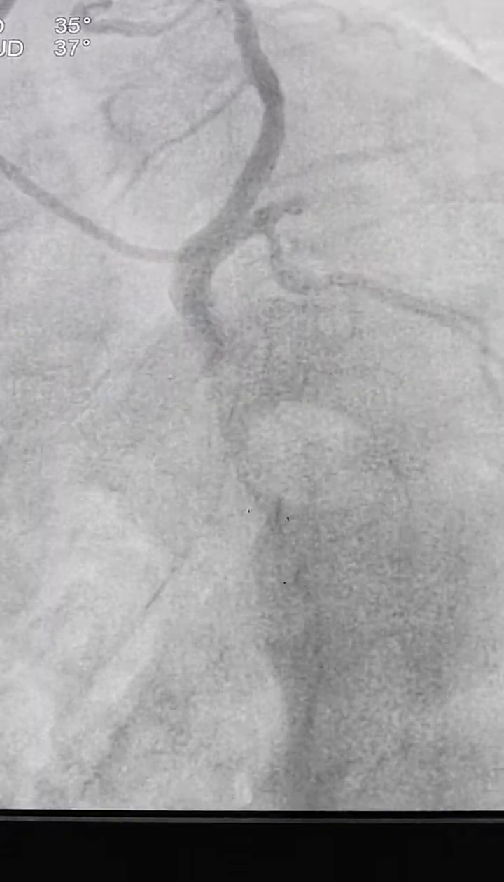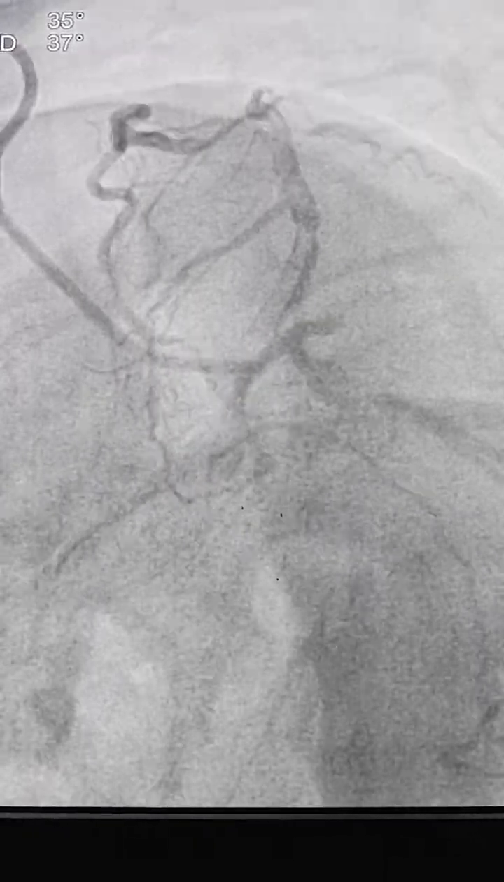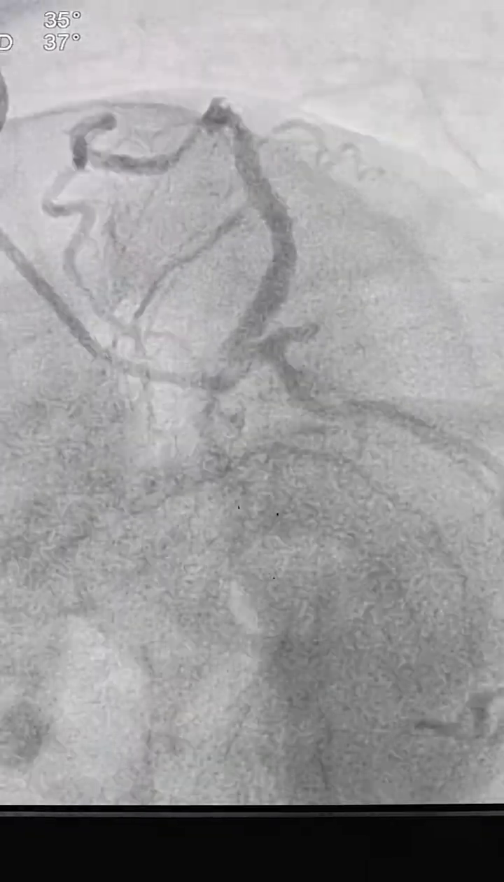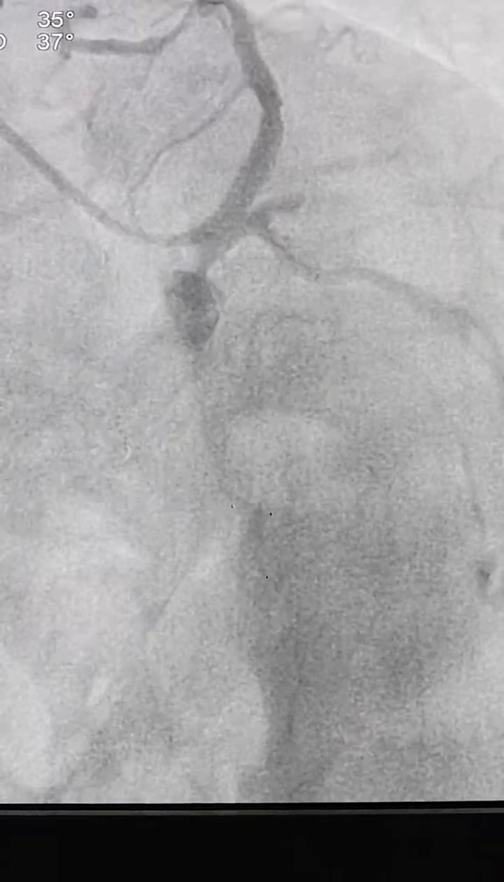So this patient was a 65-year-old male. He presented to the emergency department with atypical chest pain, and he's a known case of hypertension and diabetes. On ECG there was a mild ST depression in the anterior leads, and echo was normal. There was no RWMA, and Trop-T was almost 700.